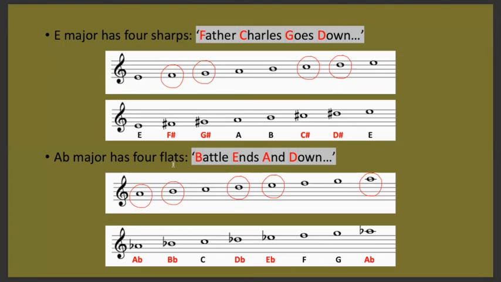A flat major has 4 flats, so we know that is battle, ends, and down. I'm writing out a scale from A to the top A, filling in all the lines and spaces in between, and then I'm just matching the flat names to the notes here. Now it has 4 flats. You're probably wondering, why are there 5 circles? Well, the first note, A flat, and the last note are going to be the same, so it actually doesn't count to say that there are 5 flats, because there are only 4 different types of flats.